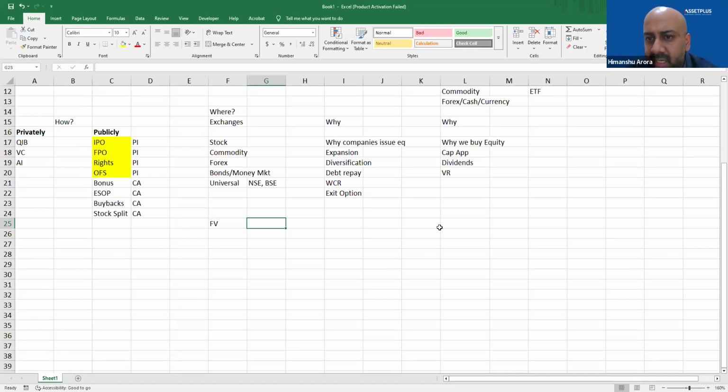In a bonus share, value is reduced. Why? Because the number of shares increases in the market, right? So that's a very natural thing. Earlier 100 shares were trading, now 200 shares are trading.